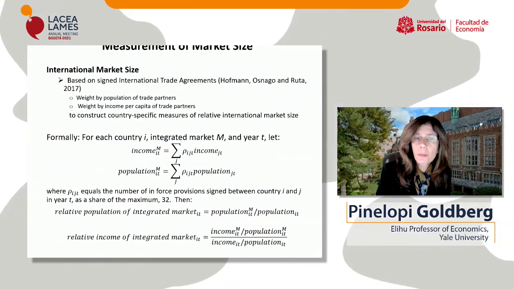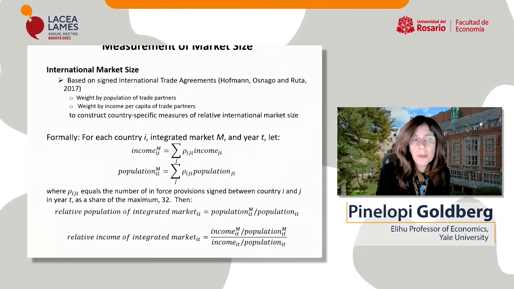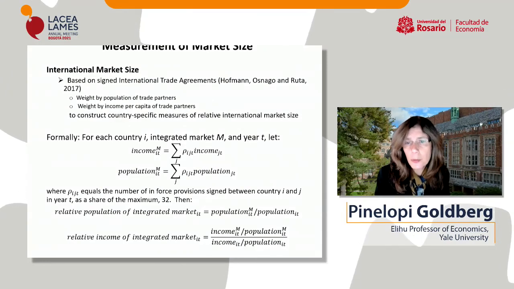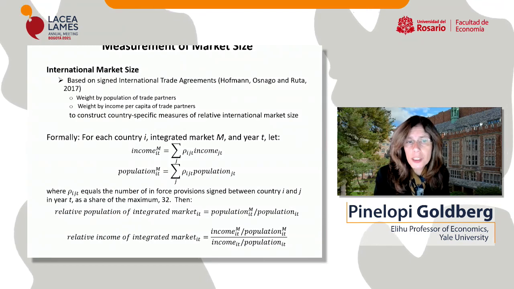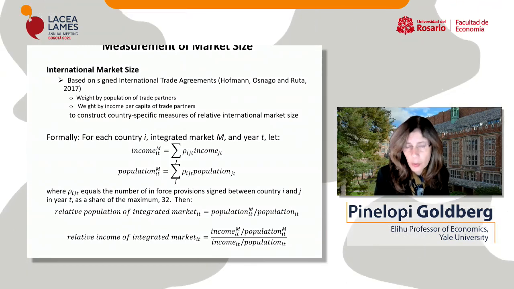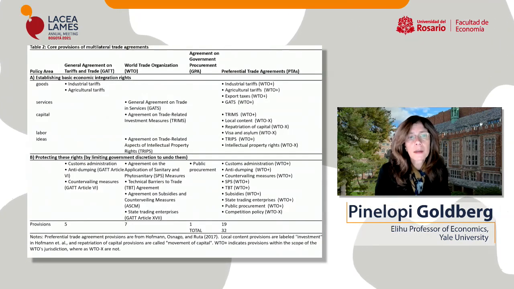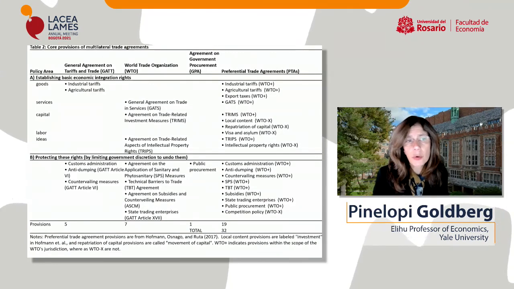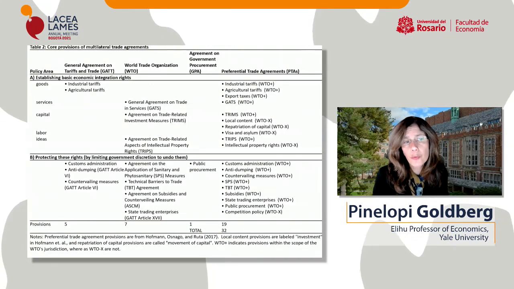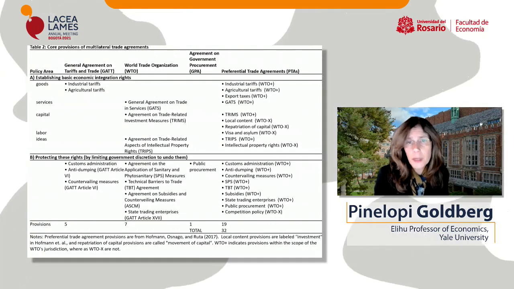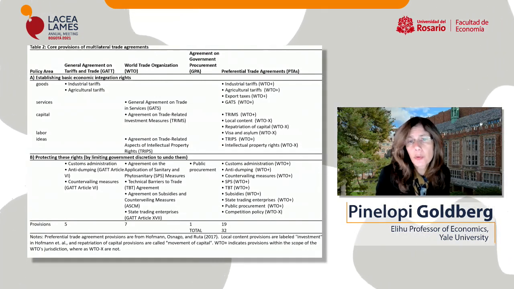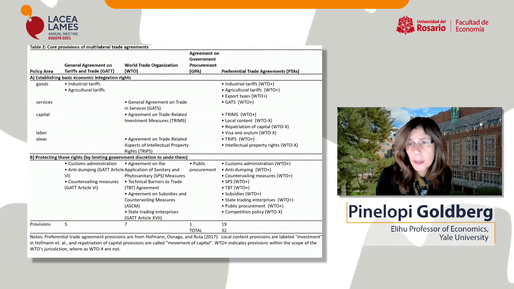Second, we need to measure market size. And let me first tell you how we measure international market size. We measure international market size based on signed international trade agreements. Very briefly, this is what international trade agreements look like. We use information from GATT, from the WTO, from the Agreement on Government Procurement, and also preferential trade agreements.